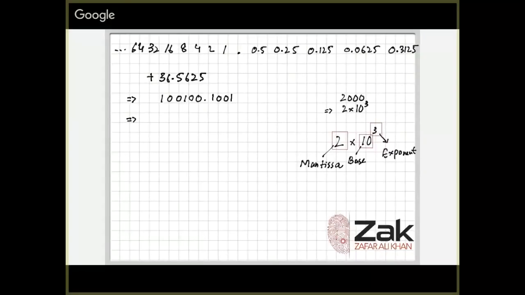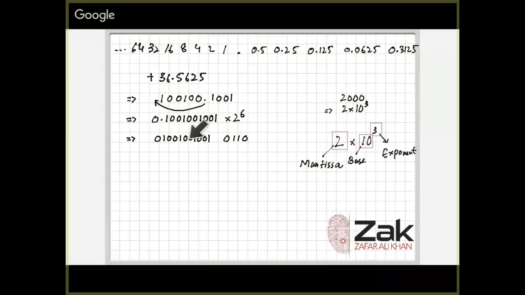Afterwards, we move the point all the way to the left. So this would become 0.100100100 1. And how many places have we moved the point? 1, 2, 3, 4, 5, 6. That would become 2 power 6. Now we will remove this point, as the point always lies between the first two bits. Multiply and the base 2. 0, 1, 0, 0, 1, 0, 0, 1, and then the exponent 6, which is 1, 2, 4, and then 0.